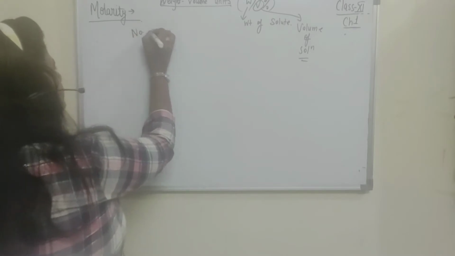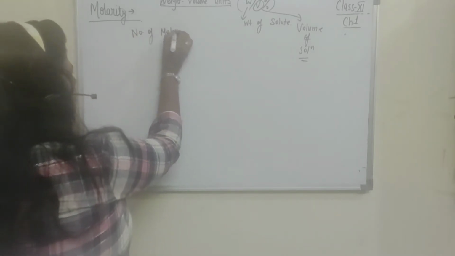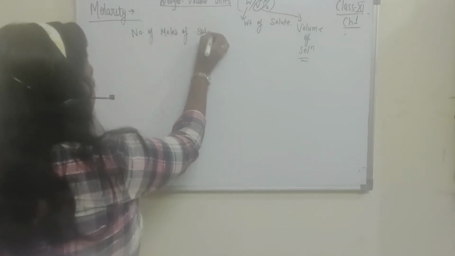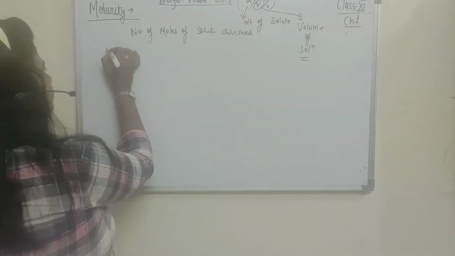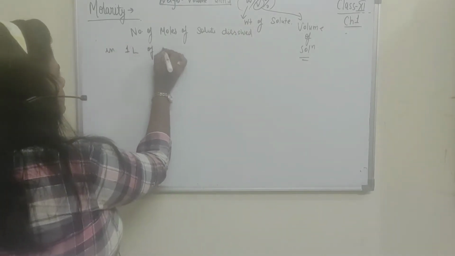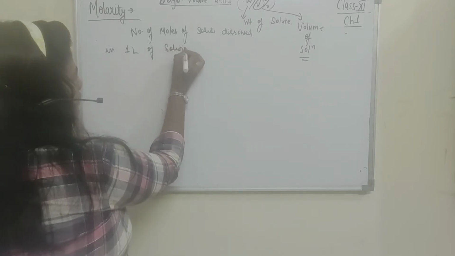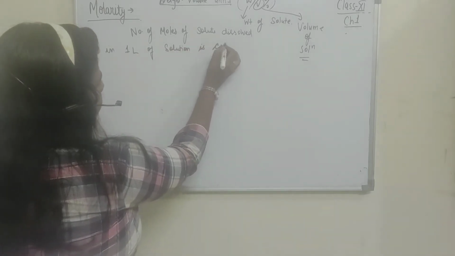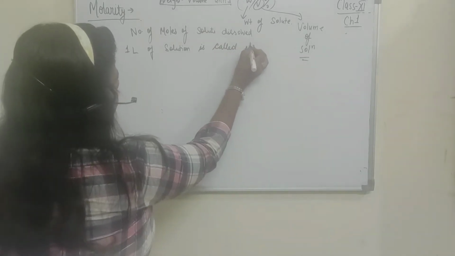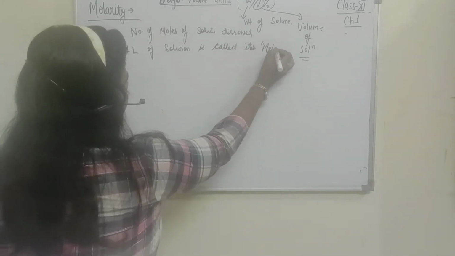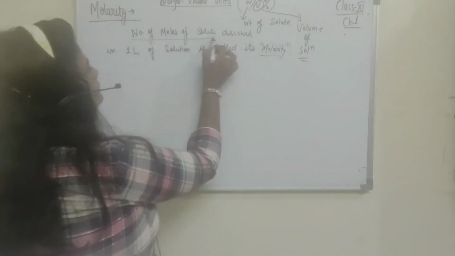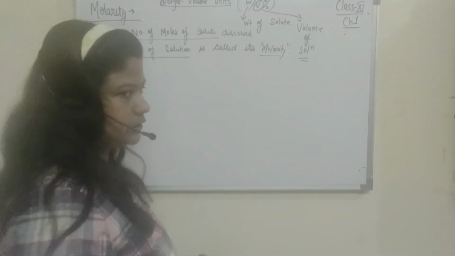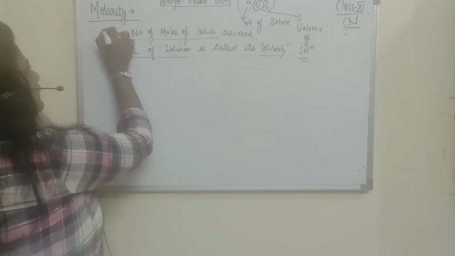Number of moles of solute dissolved in 1 liter of solution is called its molarity, and it is expressed by capital M.